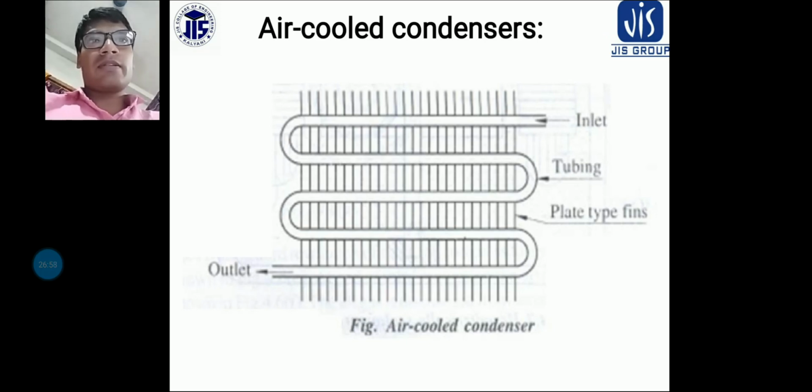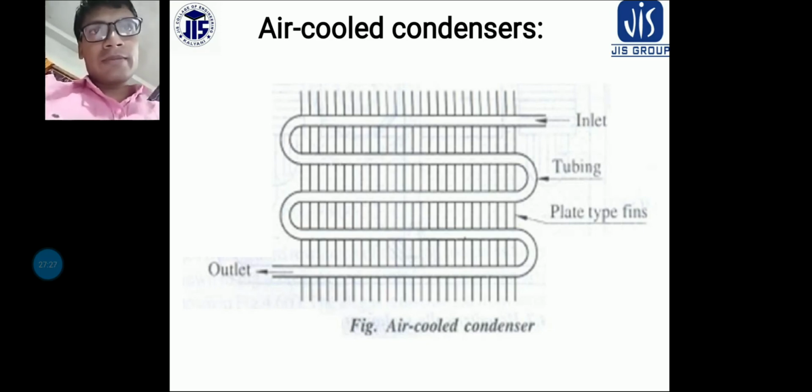Okay, next is amount of contact. The condenser capacity may be varied by controlling the amount of contact between the condenser surface and the condensing medium. This can be achieved by varying the surface area of the condenser and the flow rate of the condensing medium over the surface of the condenser. So these are the factors on which the condenser capacity depends. I hope it is clear.